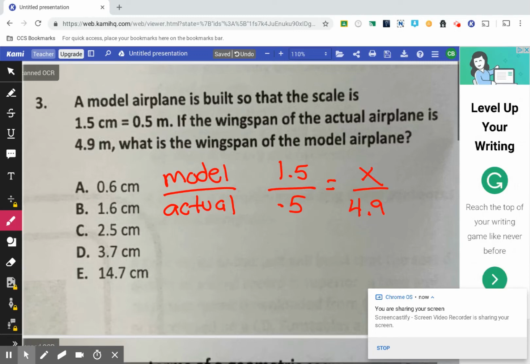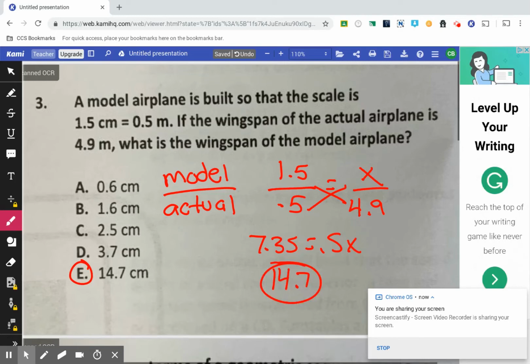And you solve those by cross-multiplying. Something you guys should be very familiar with. So if I cross-multiply that way, 1.5 times 4.9 is 7.35. And if I go this way, I get that's equal to 0.5x. Now, very simple one-step equation. I'll divide the 0.5 over, and I get 14.7. There's our length in terms of centimeters of the model. So answer choice E.